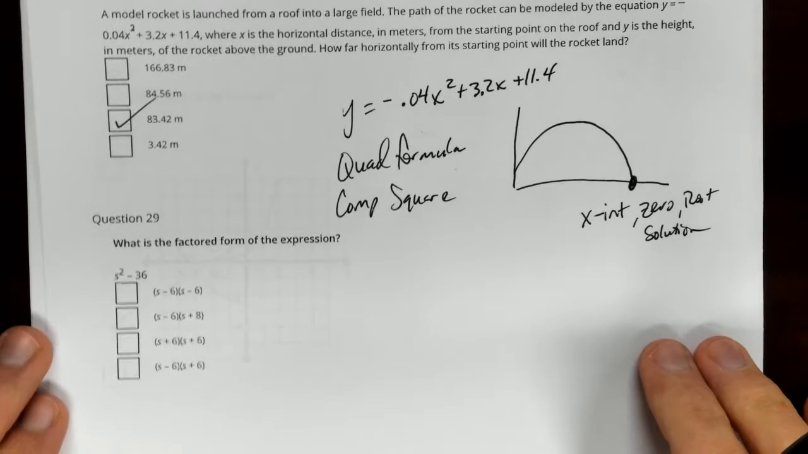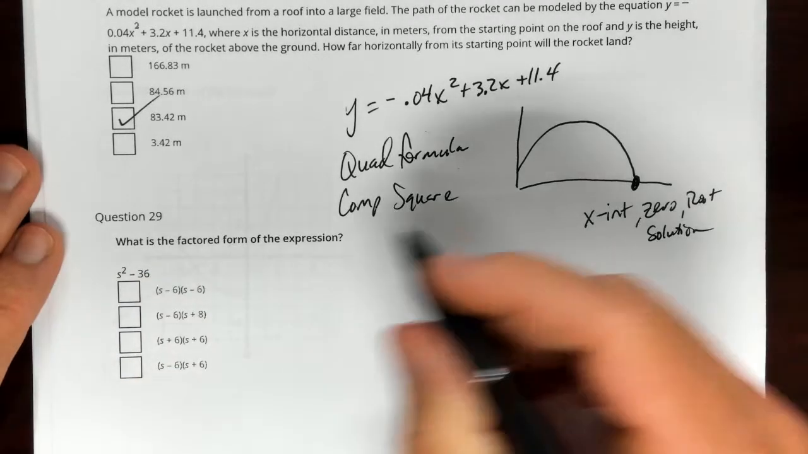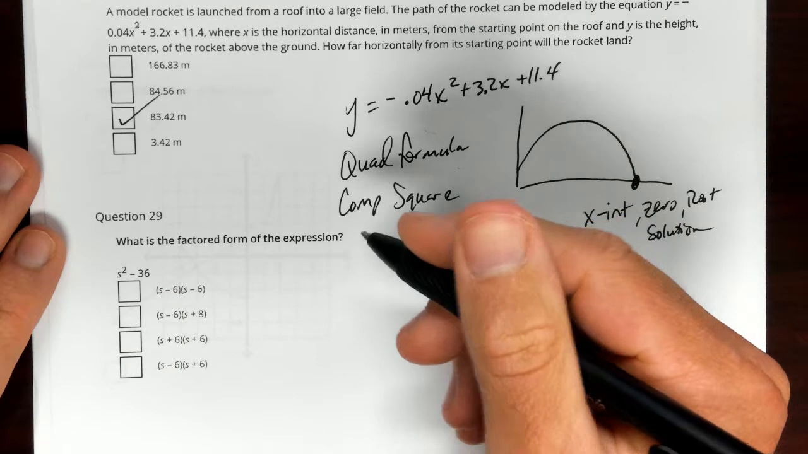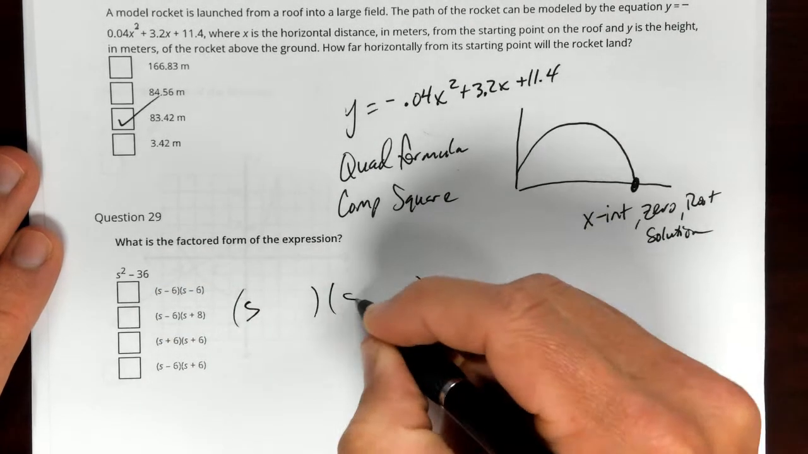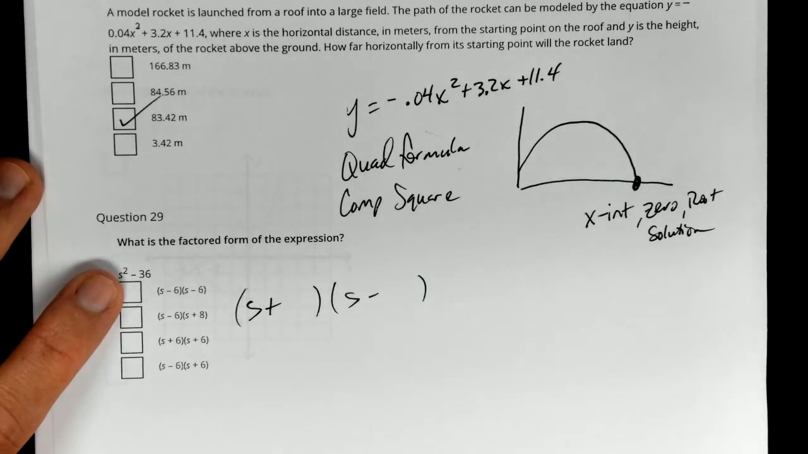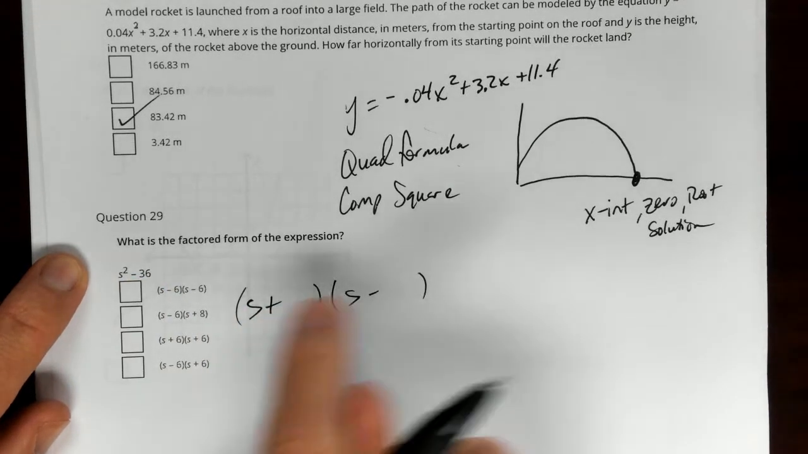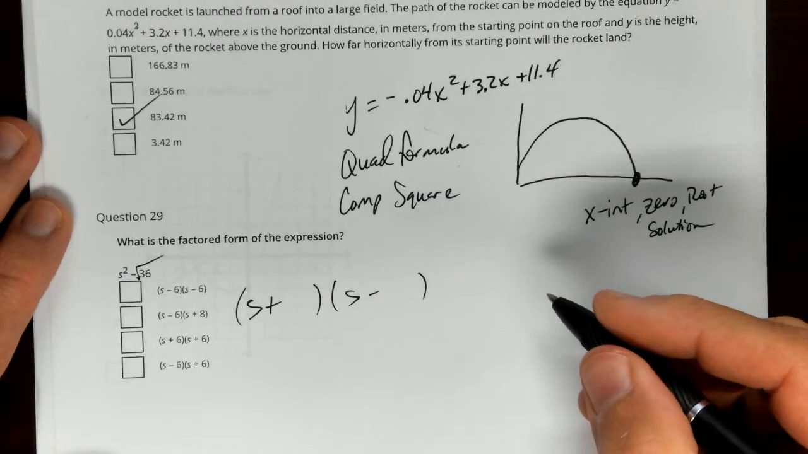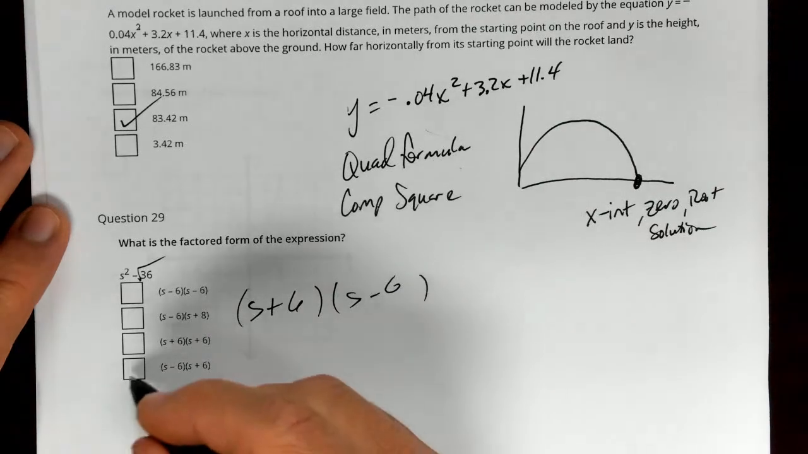Number 29, again, we're looking to factor. This is the difference of two squares. How do I know that? Because my middle term, s to the first power, canceled out. So it's the difference of two squares. We know that we're going to have an s in both. We know that one's going to be positive and one's going to be negative, because I need to multiply to get a negative. The only way to do that is two different signs. And this is going to be the square root of 36, which is 6 and 6. So x plus 6, x minus 6.